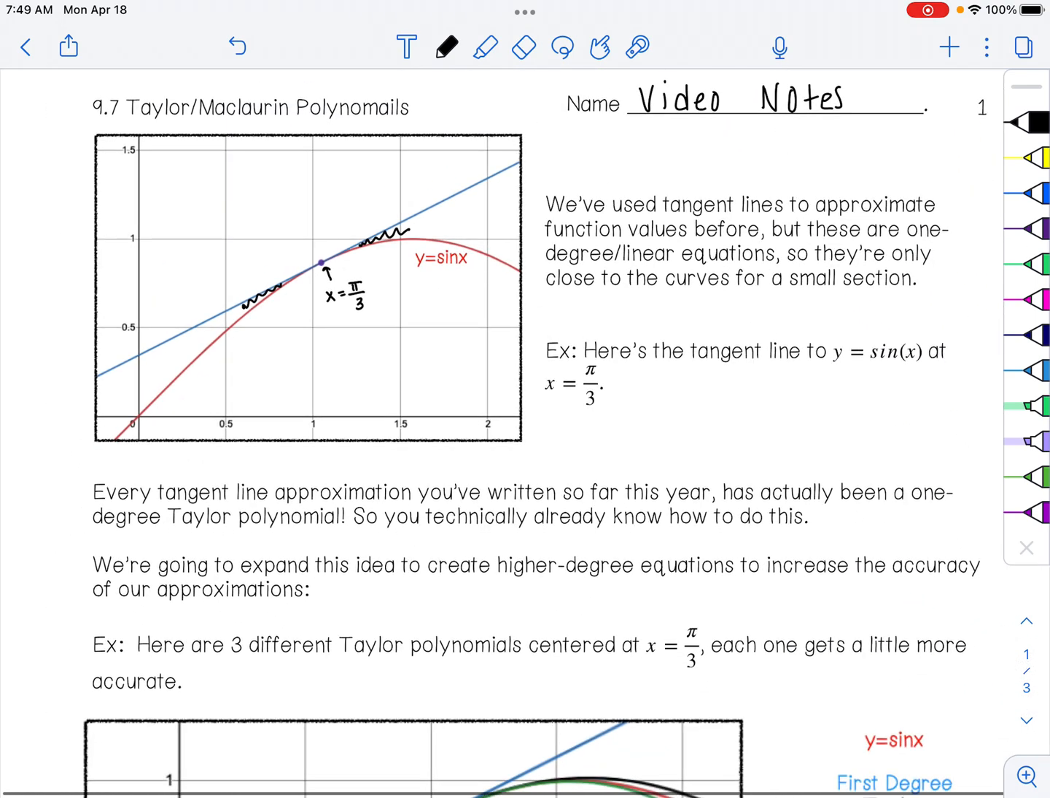So every time that you've written a tangent line so far, you've actually been writing something called a Taylor or Maclaurin polynomial, depending on where you're centering your point of tangency. So technically you already know how to do the skill that we're going to cover today. We're going to expand the idea of a tangent line approximation to higher degree equations. So think quadratics, cubics, quartics, quintics, and so on and so forth.